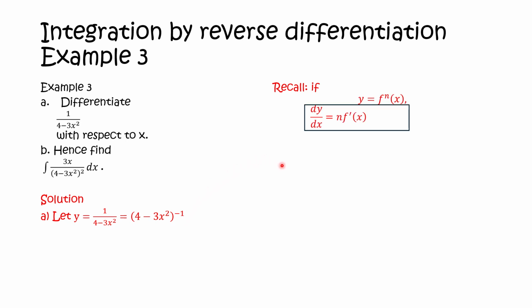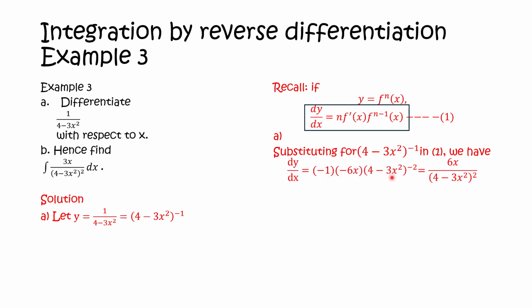Why? Because it's easier to work with a function expressed in this form. Now, we recall how we differentiate a function raised to the power n from equation 1. We substitute for the n, we substitute for the first derivative, and we substitute for the n minus 1. In that case, we are going to have minus 1 times minus 6x times 4 minus 3x squared, all raised to the power minus 2. And simplifying that, we get 6x all over 4 minus 3x squared, all squared. So that is our derivative.